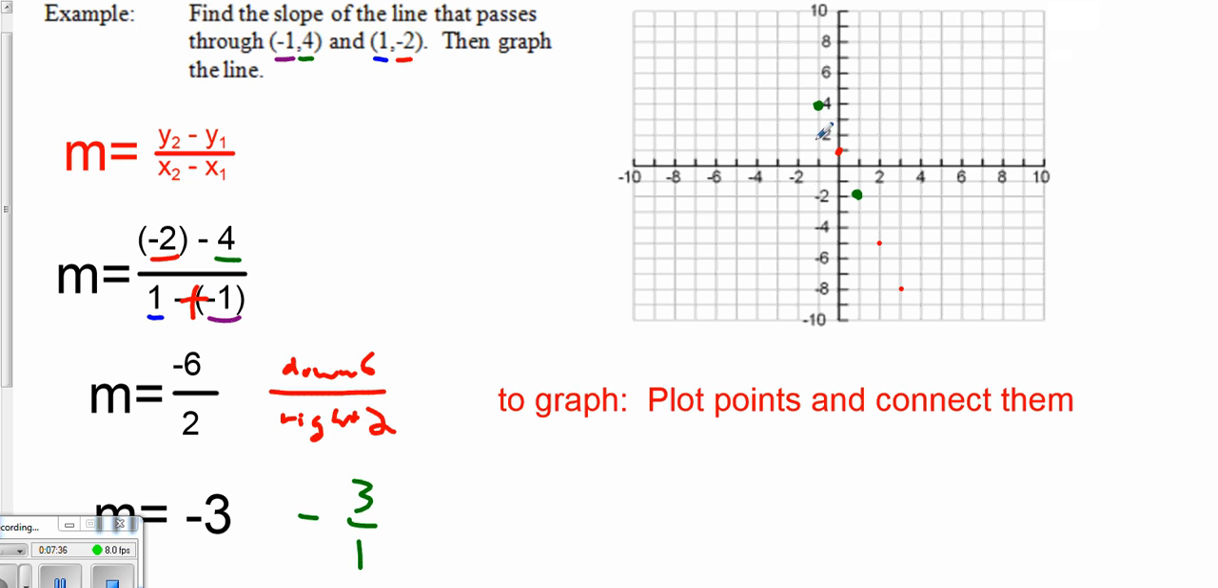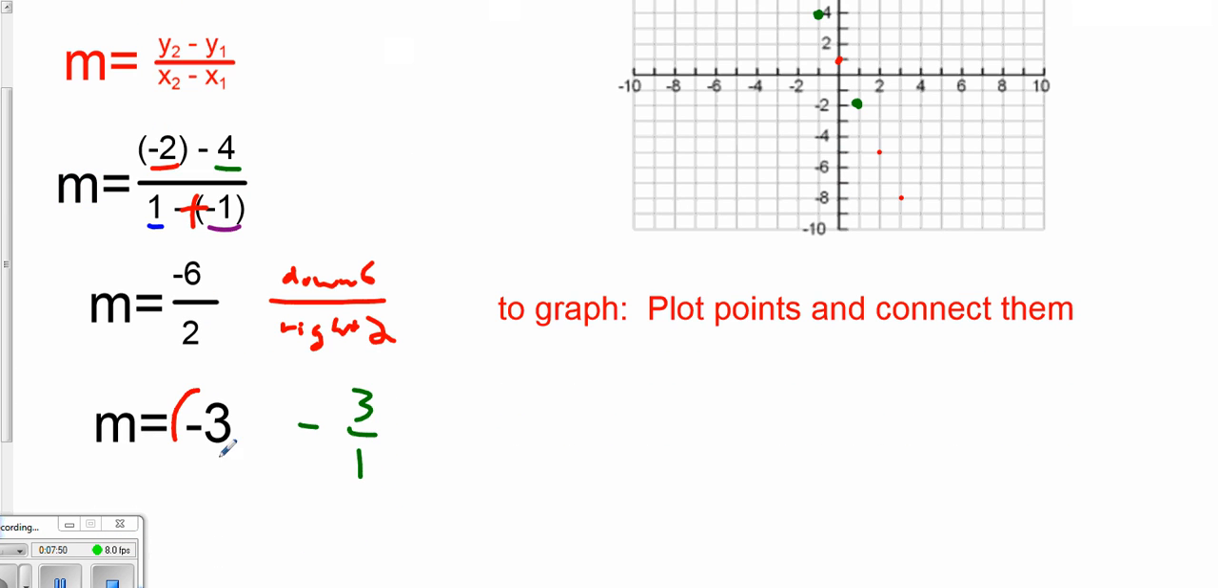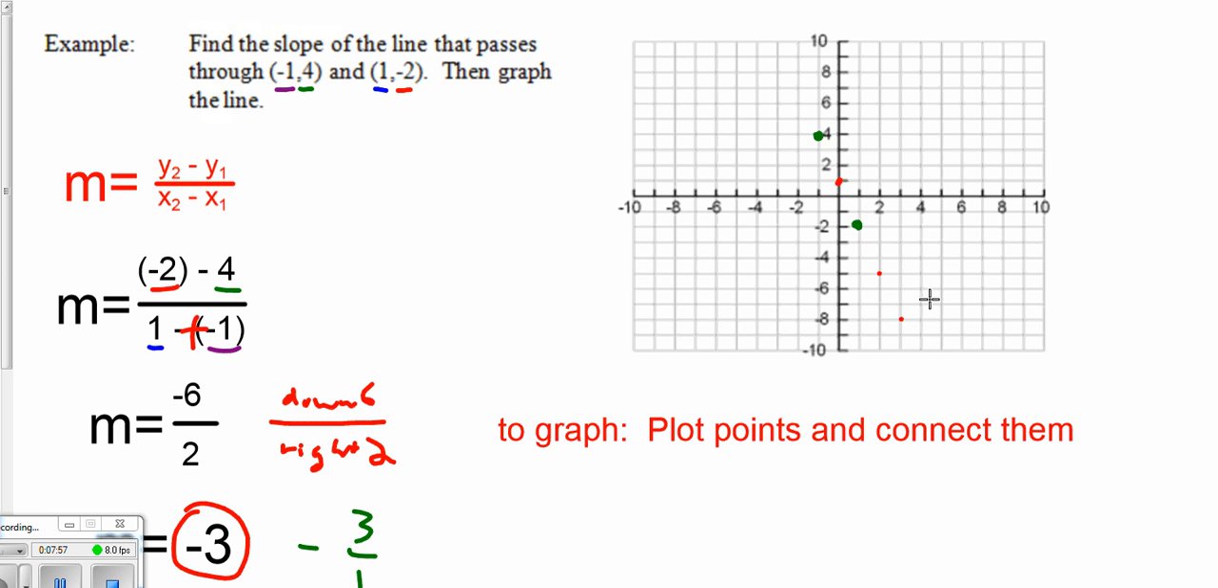Coming from this point, down 6 over 2 gets us here. Down 6 over 2 would get us here. So they still fit, in that down 6 over 2 is the same as down 3 over 1. They mean the same, but this would just be the most simplified way to say it. The slope would be -3. Now, same thing, if we need to graph this, we just take these points and connect our line. That would be the graph of the line that goes through those 2 points.